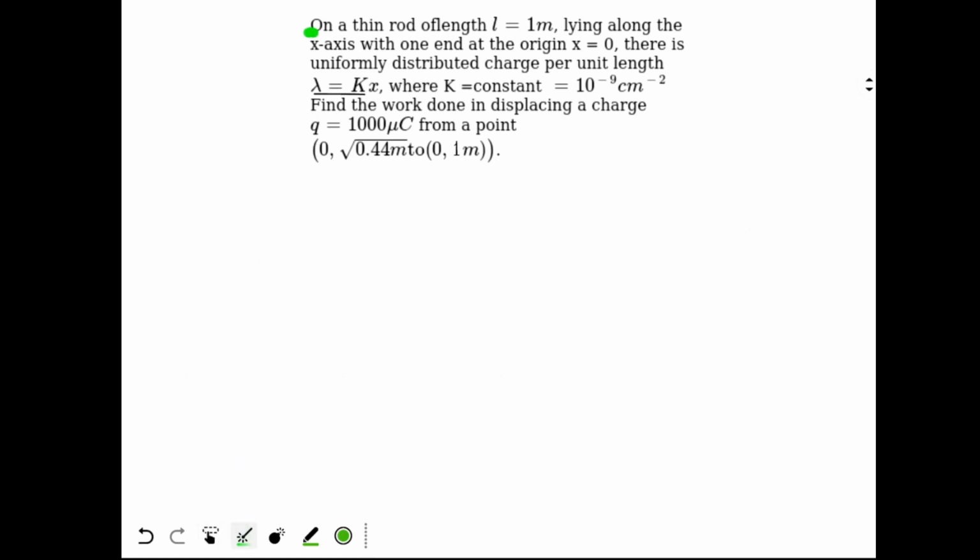Okay, now see this question. On a thin rod of length L equal to 1 meter lying along the x-axis with one end at the origin x equal to 0, there is uniformly distributed charge per unit length lambda equal to kx, where k is a constant and its value is this. Find the work done in displacing a charge q equal to 1000 microcoulomb from this point to this point. Okay, so let's draw the rod first.